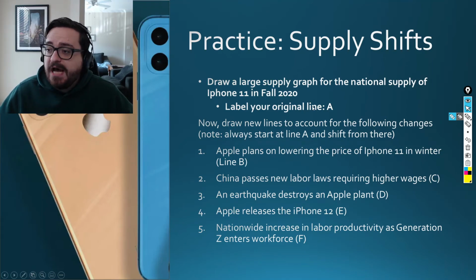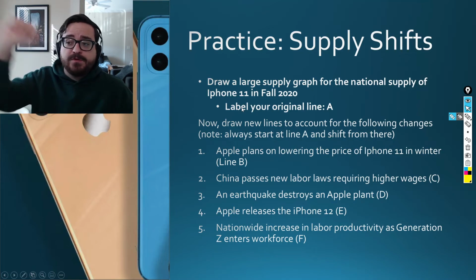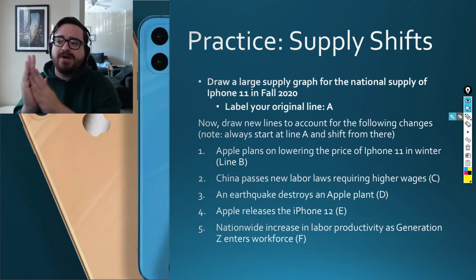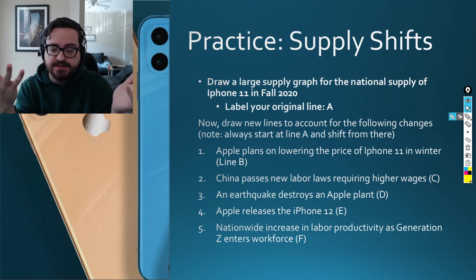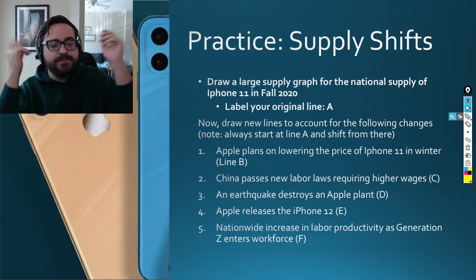So you're going to draw new lines to account for this, okay? So draw your initial supply curve, upward sloping supply line, and then get ready to draw ones to the right and to the left based on these scenarios. Pause the video, and let's go over it.